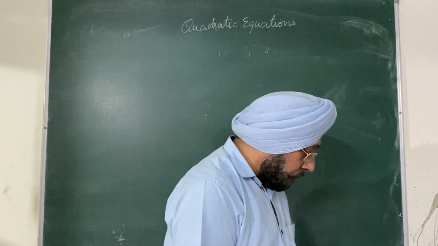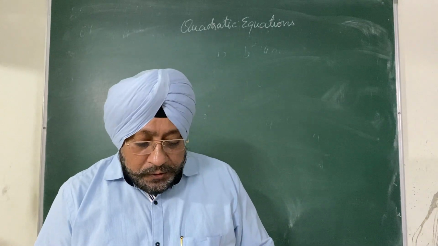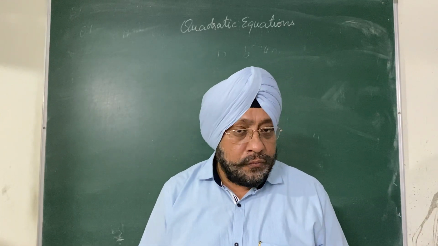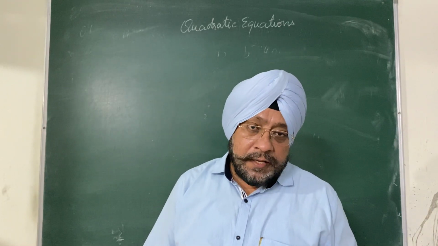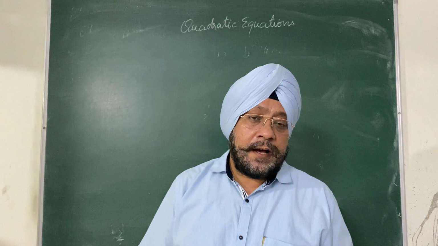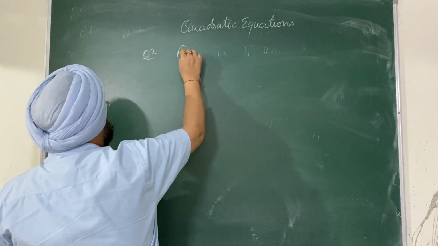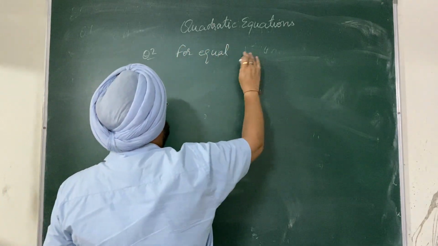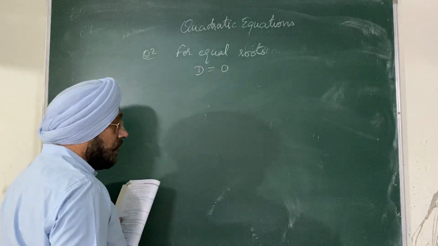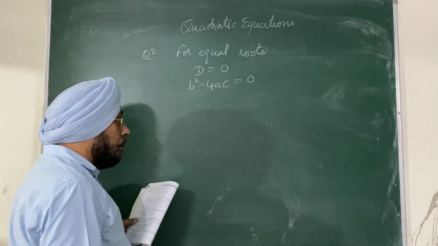Now sum number 2 is: find the values of k for which the following quadratic equations have two real and equal roots. Means we have to find the value of the variable, that is k, but the condition is given that such equations have equal roots. So we know the condition for equal roots: D must be equal to 0. We know D is b squared minus 4ac, so that becomes equal to 0.